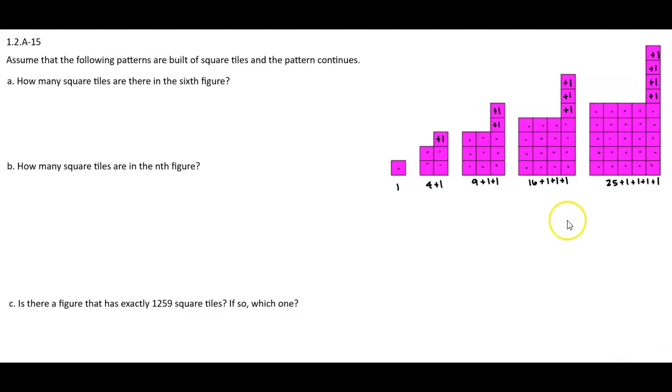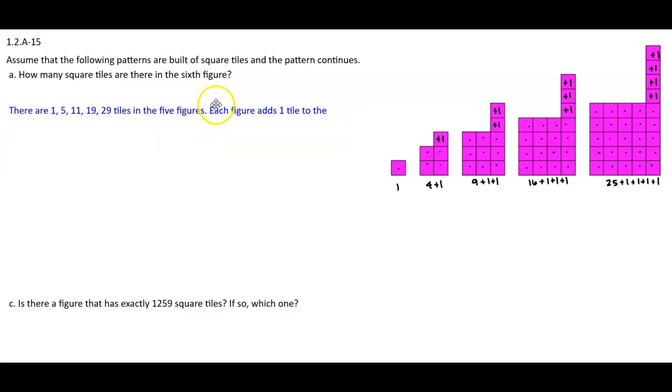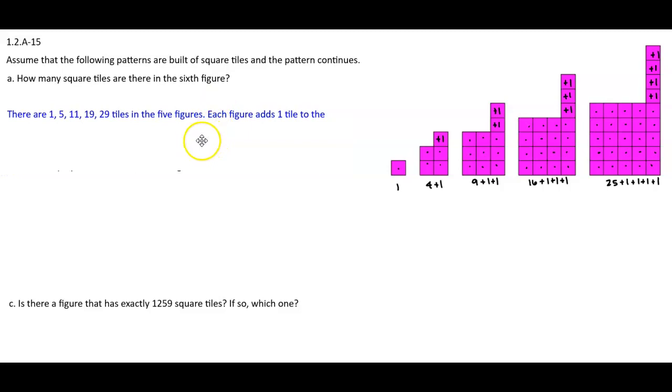So that means we're adding 1 to the perfect squares, because 1 is a perfect square, 4 is a perfect square, 9 is a perfect square, 16 is a perfect square, and 25 is a perfect square. So that's just discovering what our patterns look like. Now we want to figure out how many square tiles are there in the sixth figure. Okay, well, how many total do we have? We know that there are 1 total squares in the first one, there's 5, then there's 11, then there's 19, and 29 tiles in the first 5 figures.